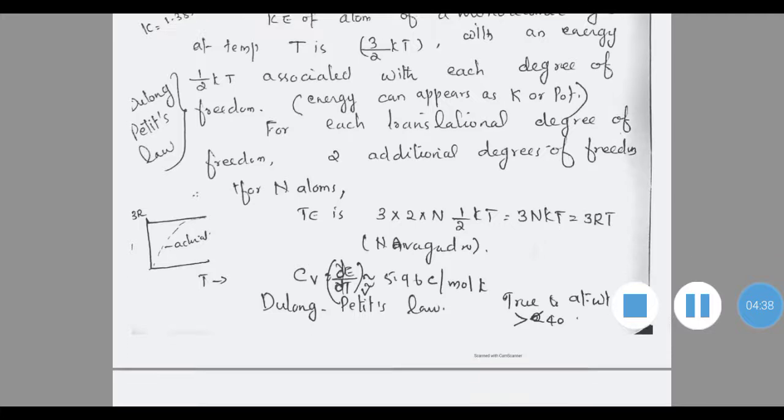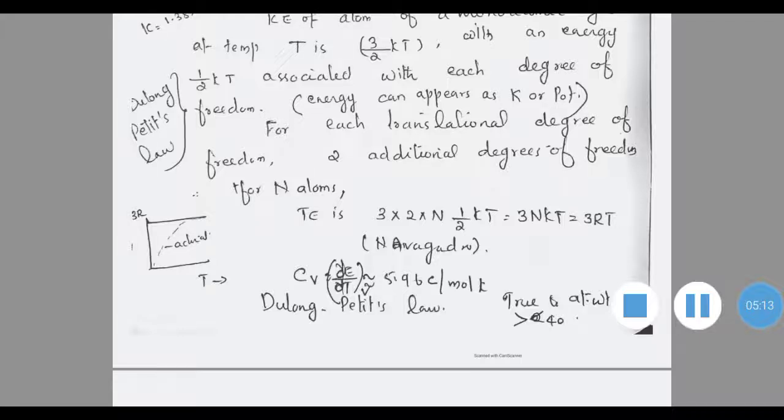Then if we calculate the specific heat, it is equal to dE by dT, that is d by dT of 3RT, which is equal to 3R. The value of 3R is equal to 5.96 calorie per mole per Kelvin, which says that the specific heat is a constant for all solids.